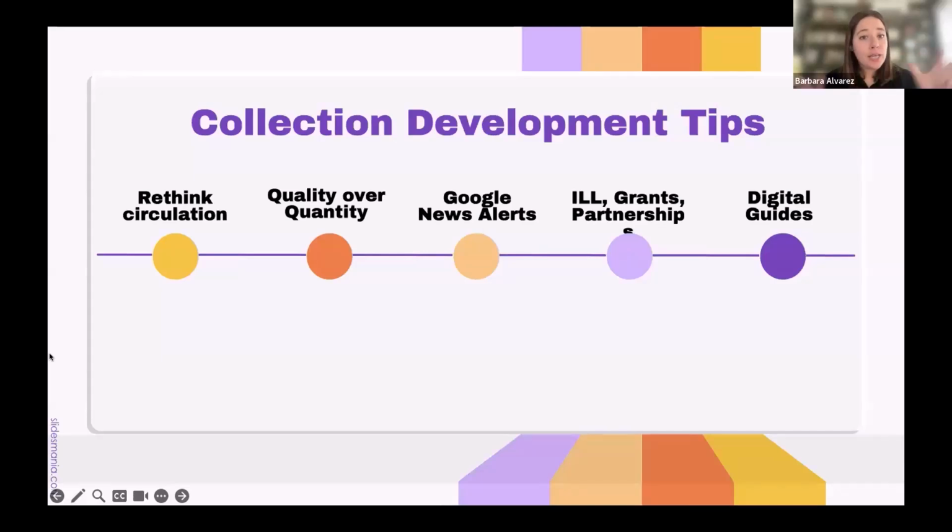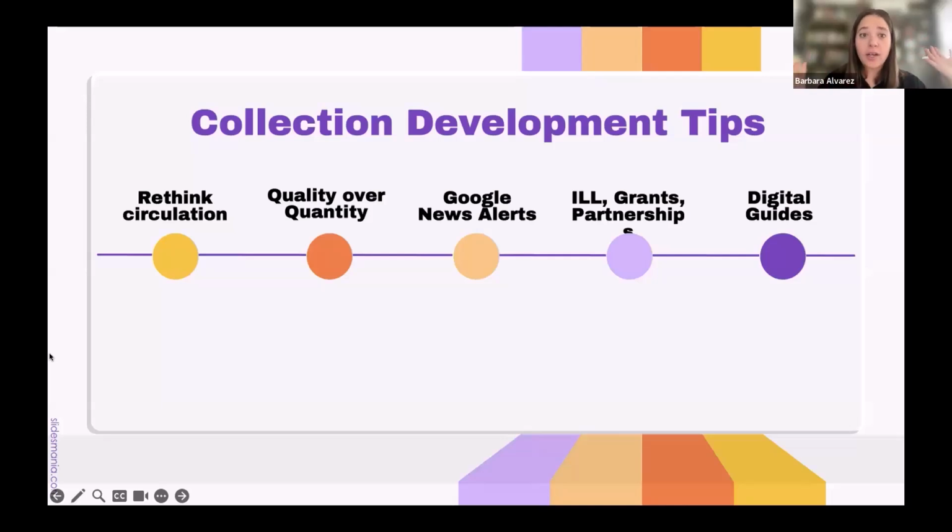I encourage you to set up Google News alerts on some of these topics, especially if they are specifically relevant to the state that you live in, so that you know when you can be updating physical resources as well as digital resources.